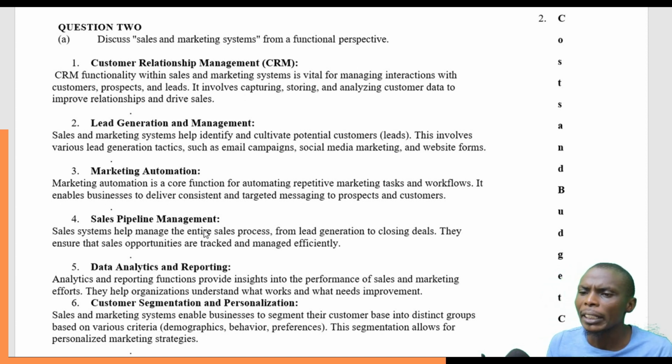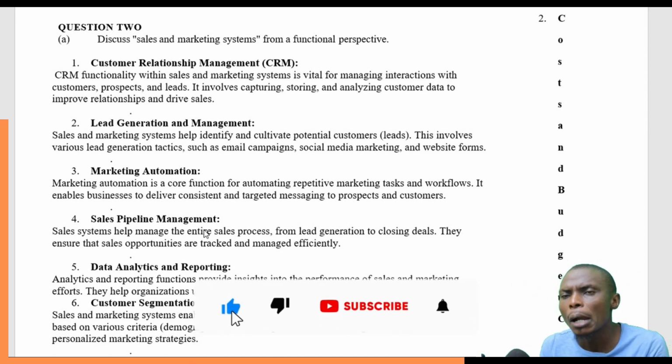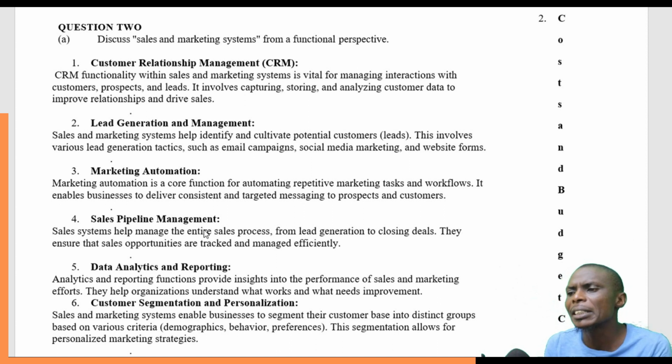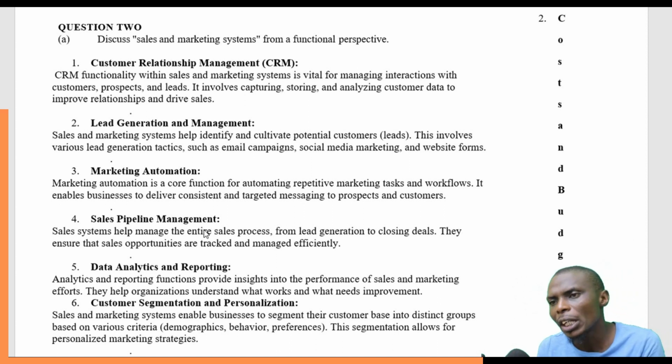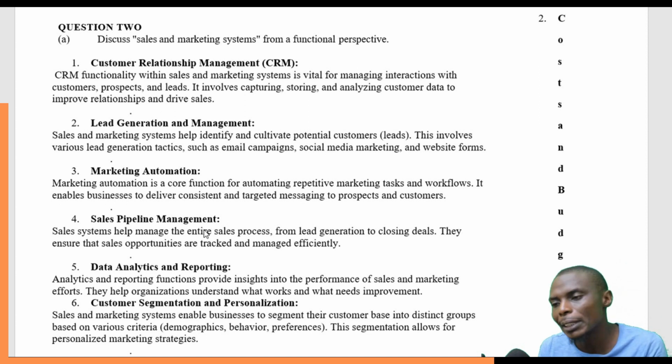Then lastly, we have customer segmentation and personalization. This enables the business to segment their customer base into distinct groups based on various criteria, maybe gender, a particular demography, or a particular behavior. This segmentation allows for personalized marketing strategy, so that they do not treat the market as one big entity, but break it down into different demographics.